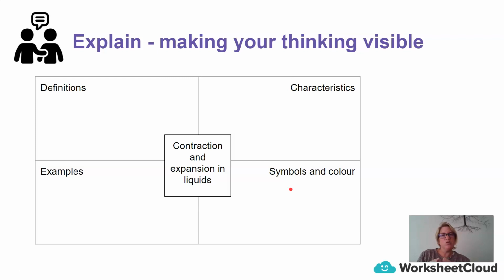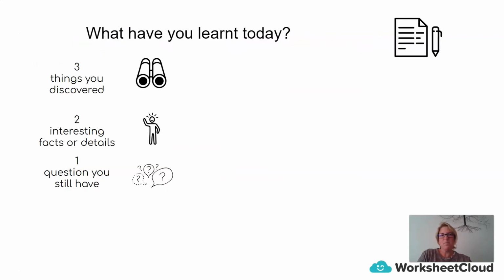So if you are able to do this visible thinking diagram, it's going to summarize the expansion and contraction of liquids in one diagram for you, and it will help when you come to study for any tests or exams. So what have you learned today? I would like you to write down 3 things that you've discovered. So 3 new things that you learned about today. And then any 2 interesting facts or details. And can you think of a question that you possibly still have after today's lesson?